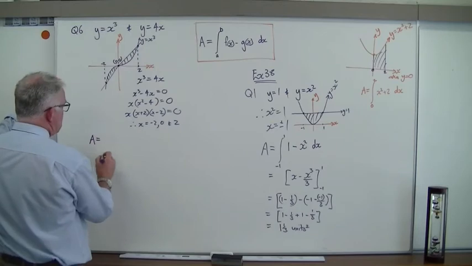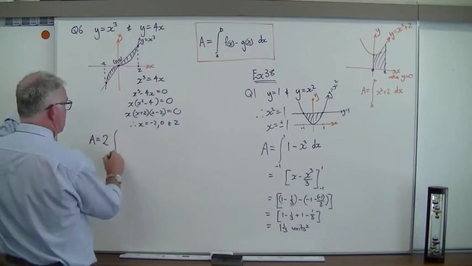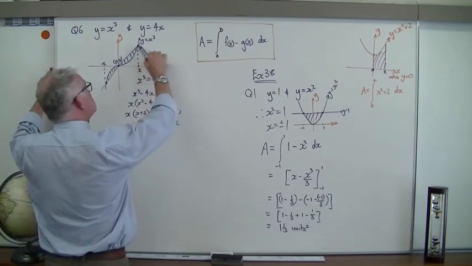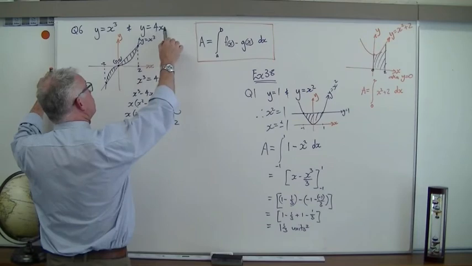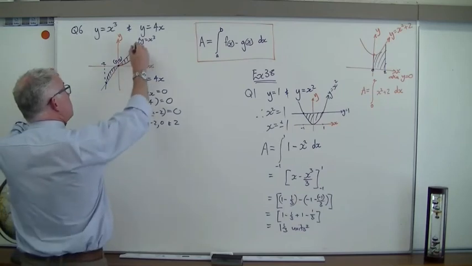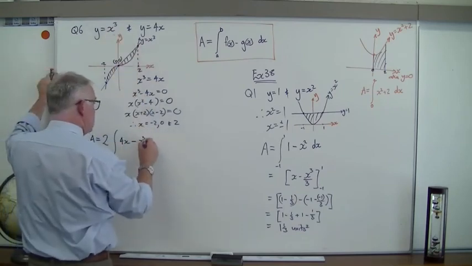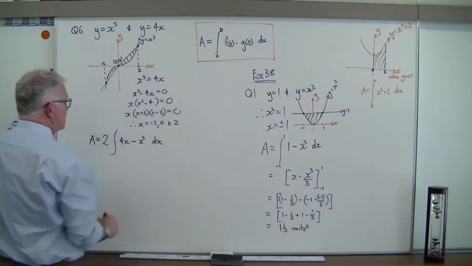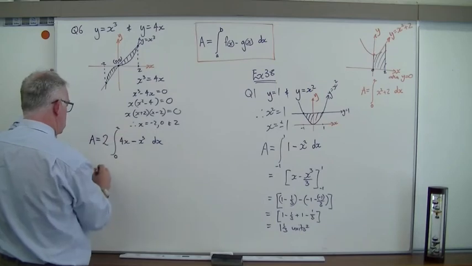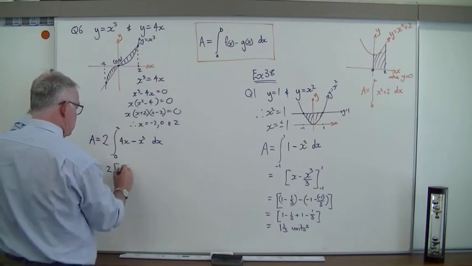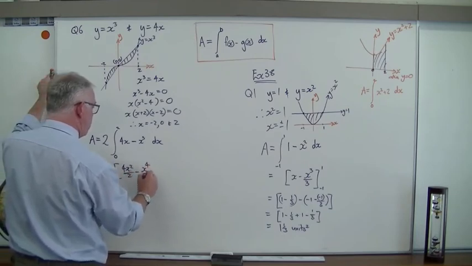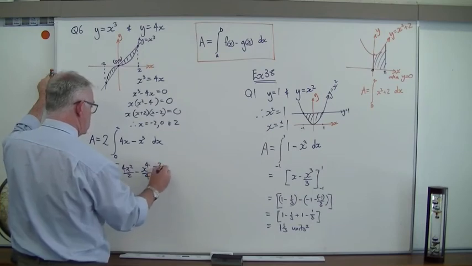All right, so the area here is going to be 2 times the integral. Now, looking here, the upper function in this part is actually the straight line, y equals 4x. So the upper function minus the lower function, in this case x cubed, with respect to x, and the limits are from 0 up to 2. So from 0 to 2, once we've done the integration, we'll have 4x squared on 2 minus x to the power of 4 on 4, from 0 to 2.